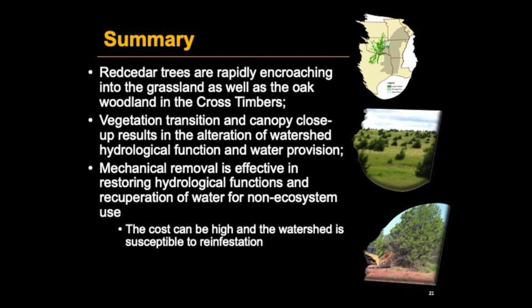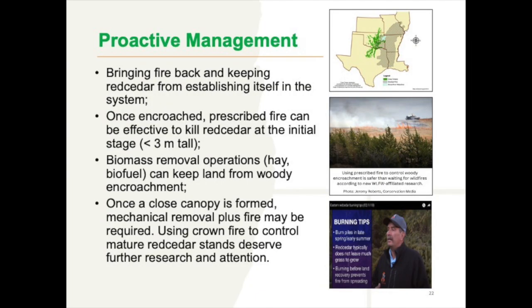I can tell you, in the restored prairie we have, you got some cedar as tall as me now after those years. So here are some suggestions, just from my perspective. Probably some proactive management might be something to consider: before these things get in there, keep them out. So I think bringing the fire back and keeping the cedar from establishing itself in the system is probably the most aggressive management, in my opinion. And once encroached, prescribed fire is actually still effective until the cedar gets too big. In general, less than 3 meters tall, you'll be able to kill them using prescribed fire.